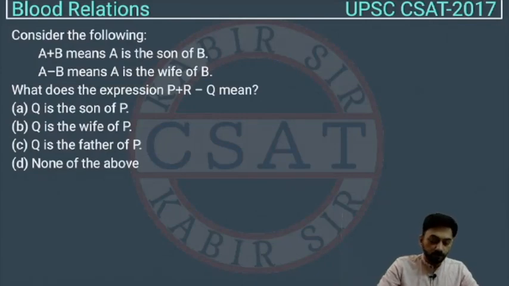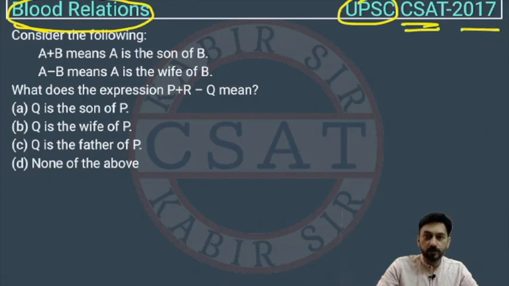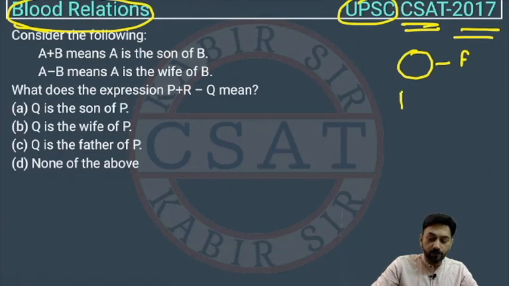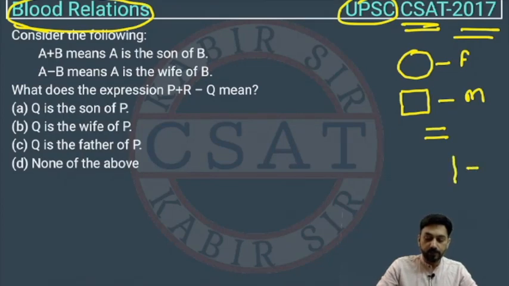So this is a question of blood relation asked by UPSC in their CSAT paper of 2017, right? They have given two statements. A plus B means A is the son of B. Whenever we are doing a blood relation question, remember that a circle represents female, and for male we make a square or rectangle, right? If they are married, we draw an equal sign, and this vertical sign will represent the generation, meaning the son or daughter, right?